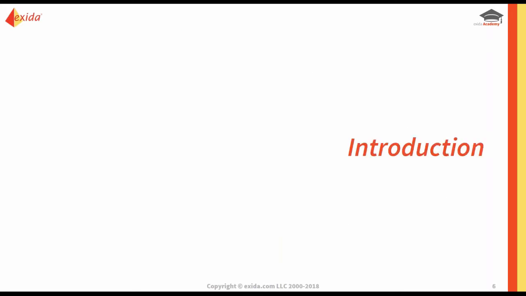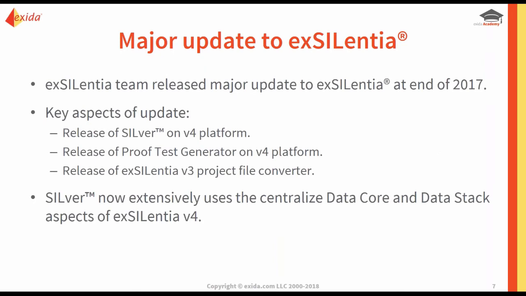So let's dive in. We did have a major update to our exSILentia tool at the end of 2017. And the biggest part of this update is that we have Silver now on the V4 platform. We also released the proof test generator and file converter that will take your V3 project Silver to V4. And one of the biggest changes between the versions is that Silver now extensively uses what we call the data core and the data stack, which is one of the integral parts of this version 4 platform. So you might not know what that means. We're going to take a deep dive into that.